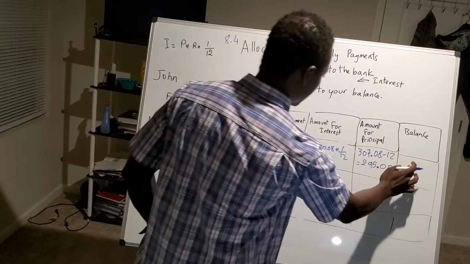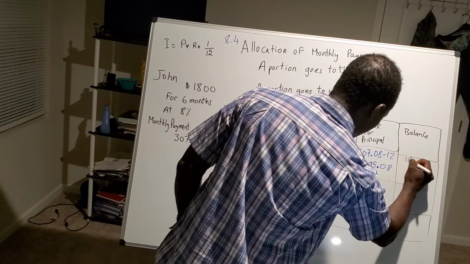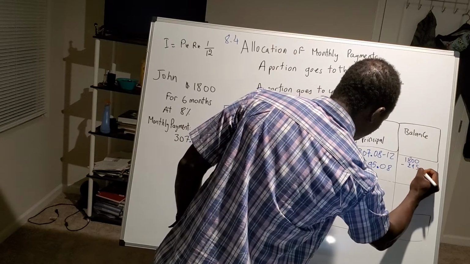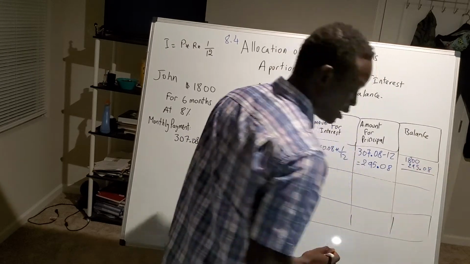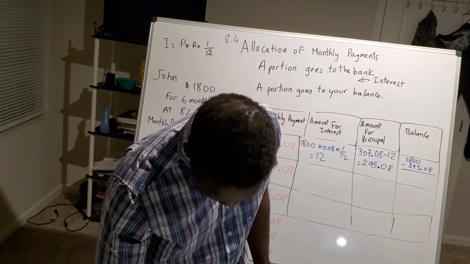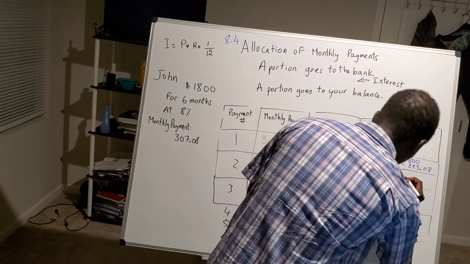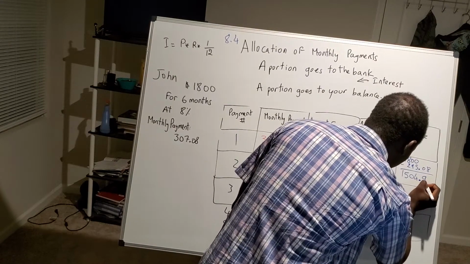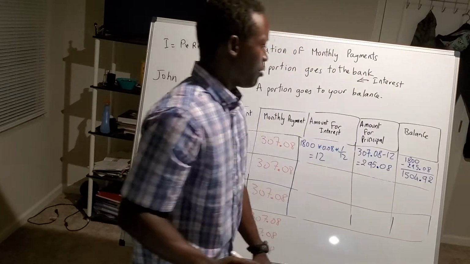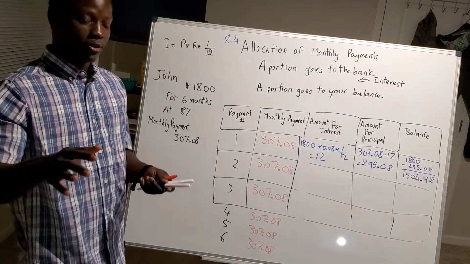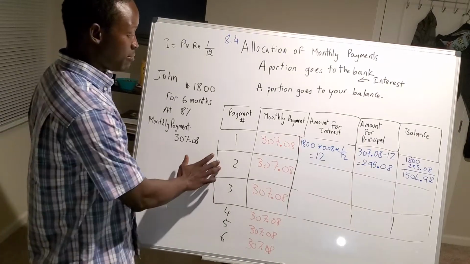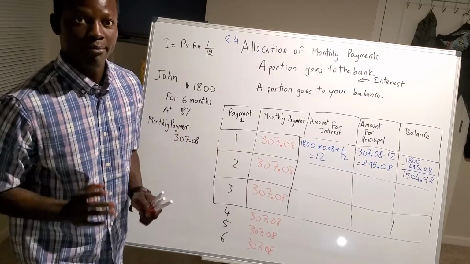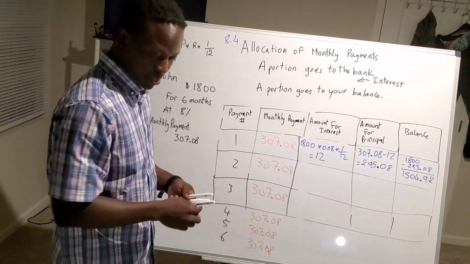Now my balance is 1800, so it's going to be 1800 minus 295.08, and that's going to give me 1504.92. All right, now this is very important, right? I'm on the second month now. Am I going to use 1800 to find the interest? No, because my balance has changed, right? What is my balance now?